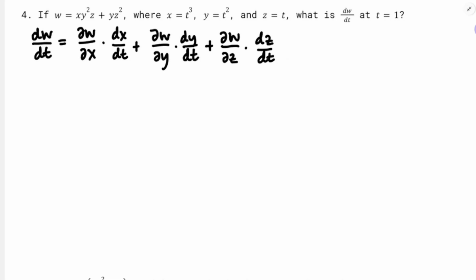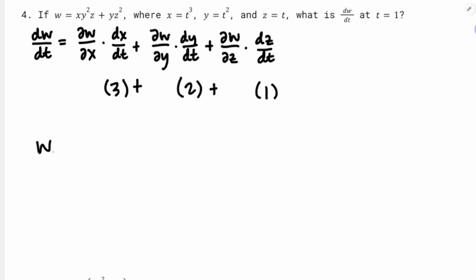I see that dz dt is going to equal 1, so I'm going to start with that. Now dy dt is going to be 2t, and t equals 1, so I'm going to have 2 there. And then dx dt would be 3t squared. I'd plug in t equals 1, and I would have 3 there. Now I'm going to have to take the partial derivatives, because I don't think I can do those mentally.